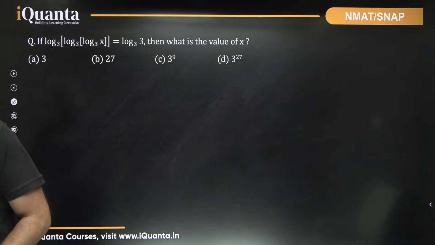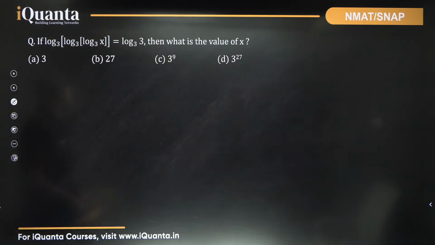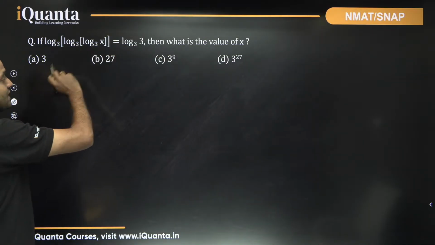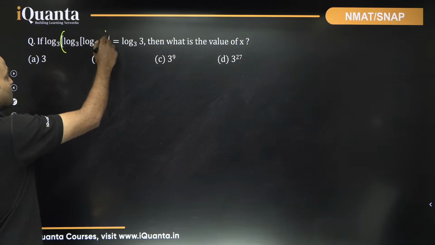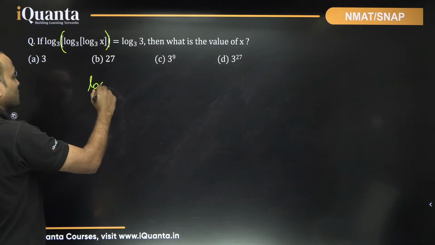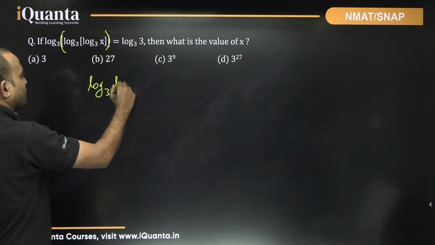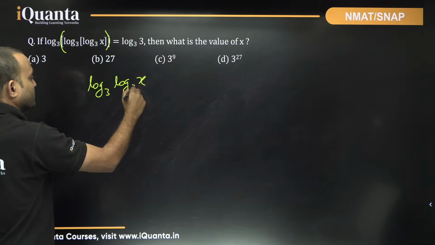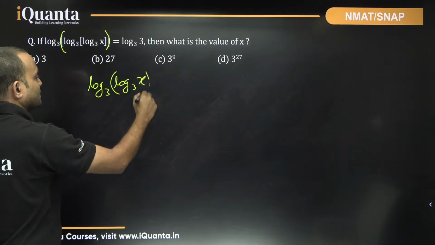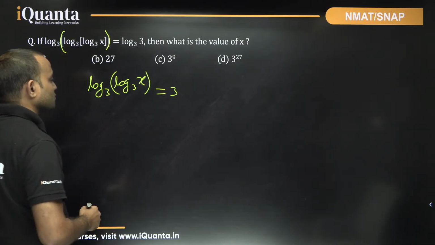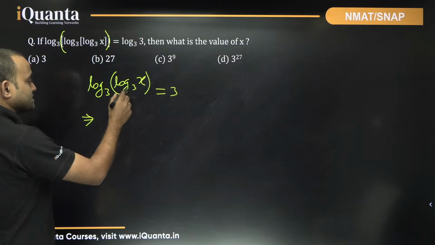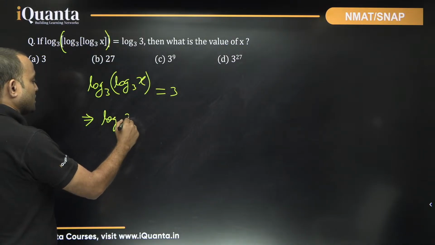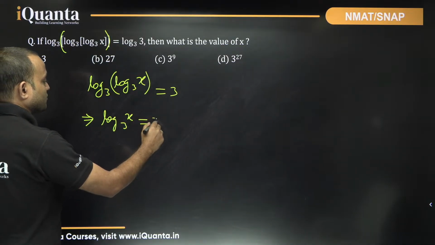Now in this question, Siddhant is getting option C. Siddhant, check your answer. Because see, can I say that if you compare left hand side and right side, this value will be equal to 3. Log of x to the base 3 to the base 3, this will be equal to 3. Or what we can say that log x to the base 3 will be equal to 3 to the power 3.